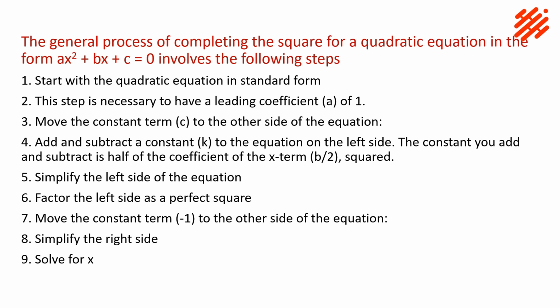Simplify the left side of the equation, factor the left side as a perfect square, move the constant to the other side of the equation, simplify the right side and solve for x. So these are the steps involved in completing the square. Let us see one example for this one.